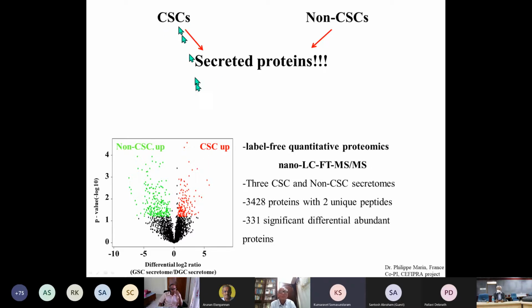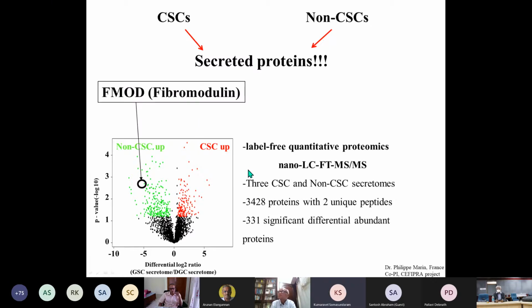Many projects are going on in the lab. However, one protein which got our attention is called FMOD, fibromodulin, which is present at high abundance in the non-CSC secretome. Okay, now we asked a question: why is this protein secreted by non-CSCs to high levels and not expressed at all by CSCs? Why did we get interested in this protein?